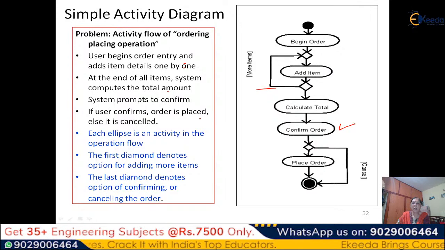If the user confirms, then the order will be placed. Okay. So once the order is placed, then it is executed. And that execution part is missing here. Each ellipse is an activity. Otherwise, if it doesn't confirm, this is the no part, and this is the yes part. Similarly here, this is the yes part, and that is the no part. No, and this is the yes part. It will place the order. Otherwise, it will cancel.